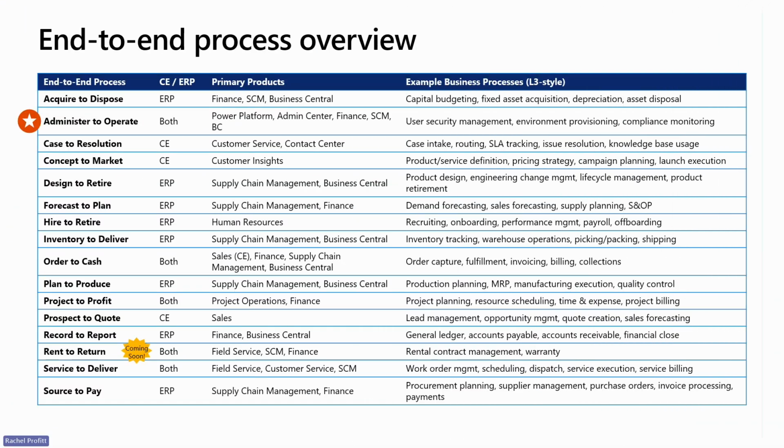The business process catalog currently includes 15 standard end-to-end processes that represent the full enterprise value chain. I want to specifically call out administer to operate, which is marked here on the slide with the red star. This process represents the IT functions of an organization, and it includes all of our success by design checklists and tasks.